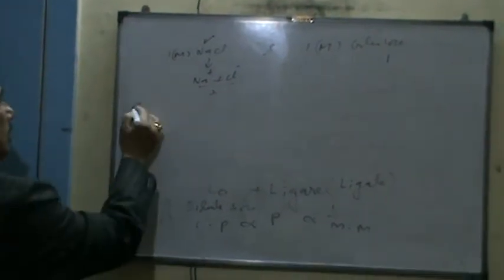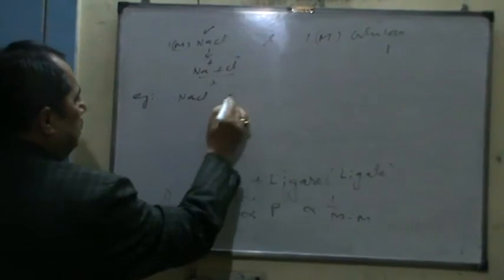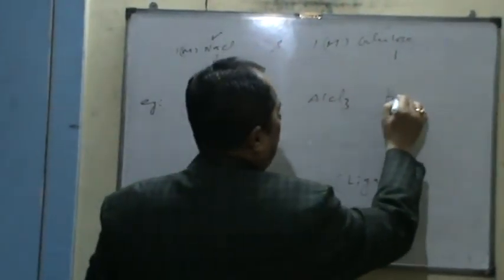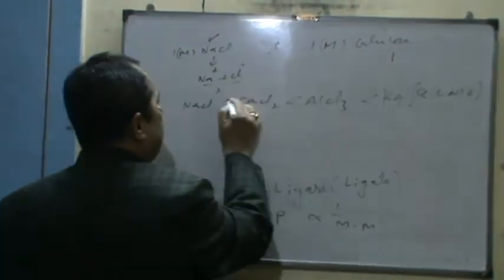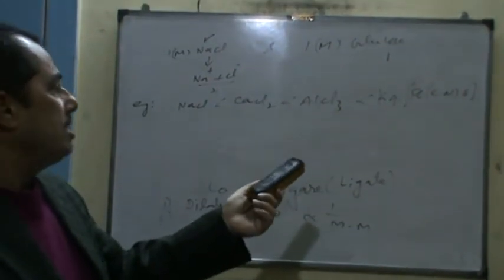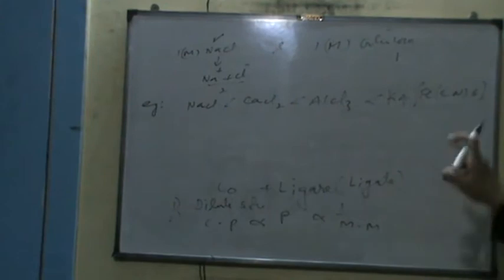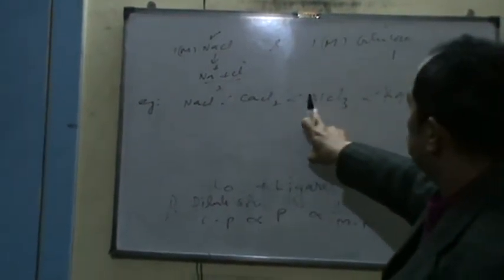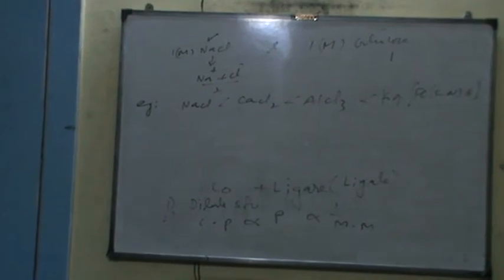I give you another example: NaCl, CaCl2, AlCl3 and K4Fe(CN)6. Which has more colligative property? Your answer is very obvious and very simple. Potassium hexacyanoferrate, on splitting, forms 4 plus 1, 5 particles; AlCl3 gives 3 plus 1, 4; CaCl2 gives 2 plus 1, 3; and NaCl gives 1 plus 1, 2. So I have made it in the increasing, ascending order of the colligative property.